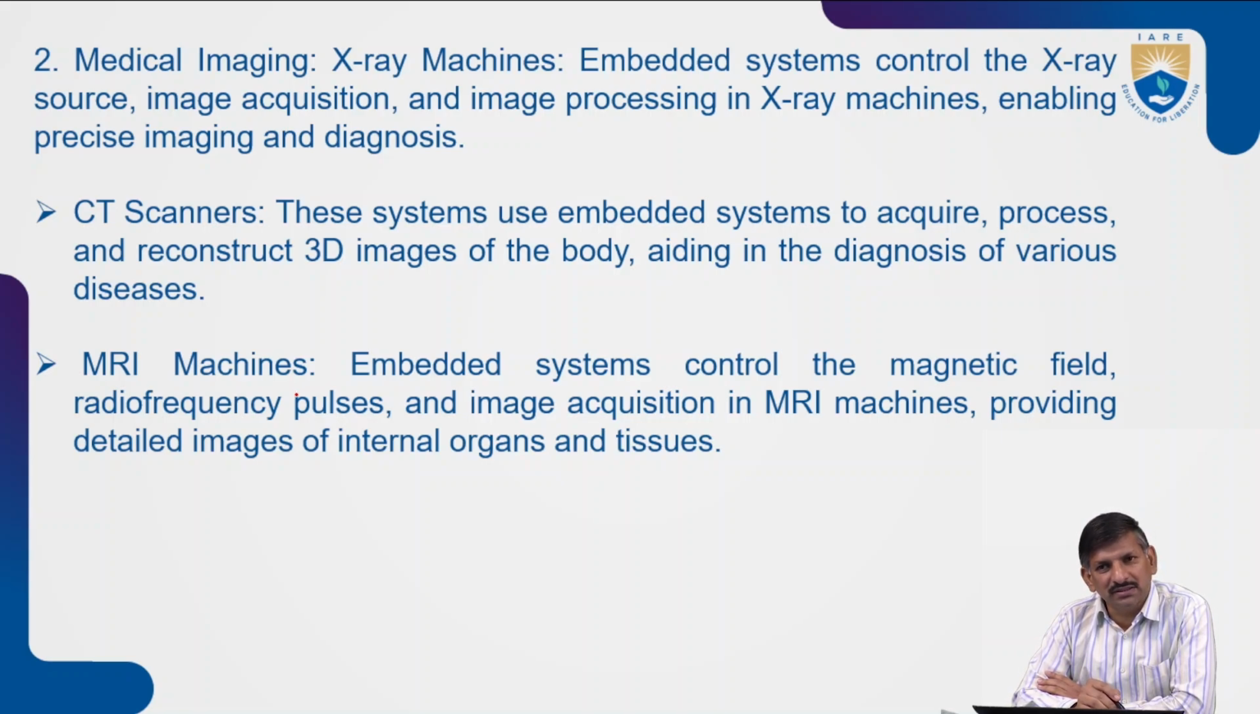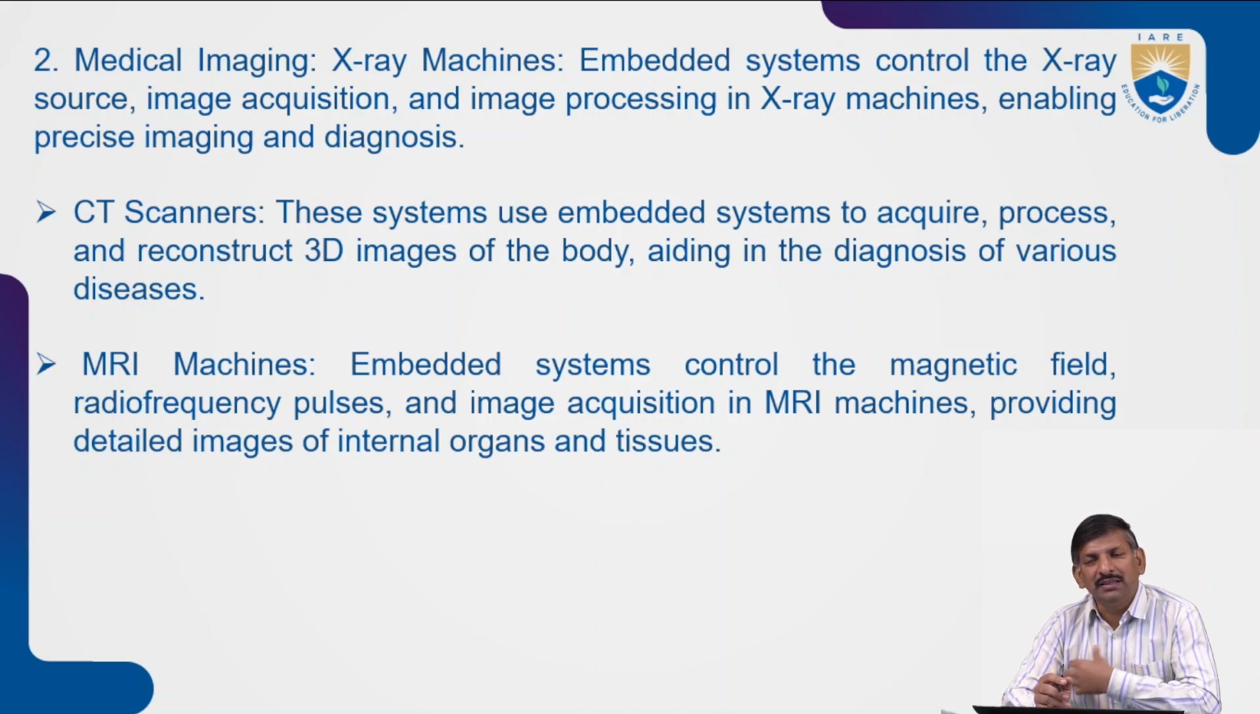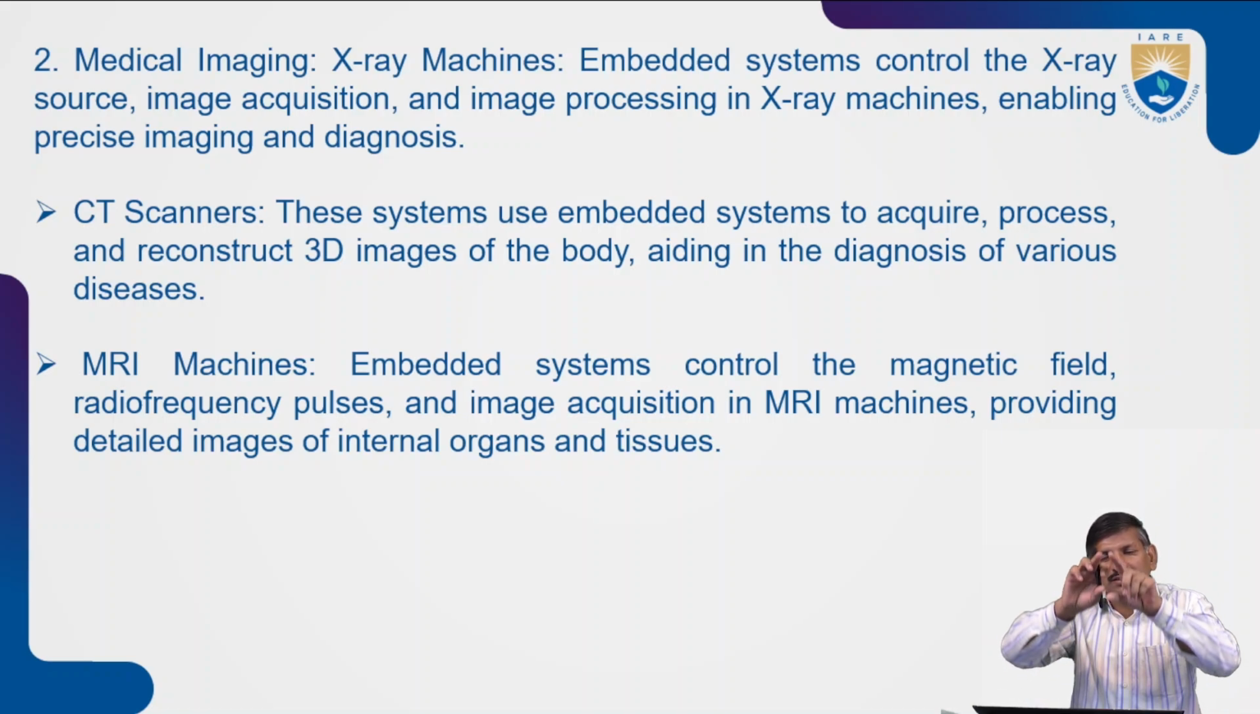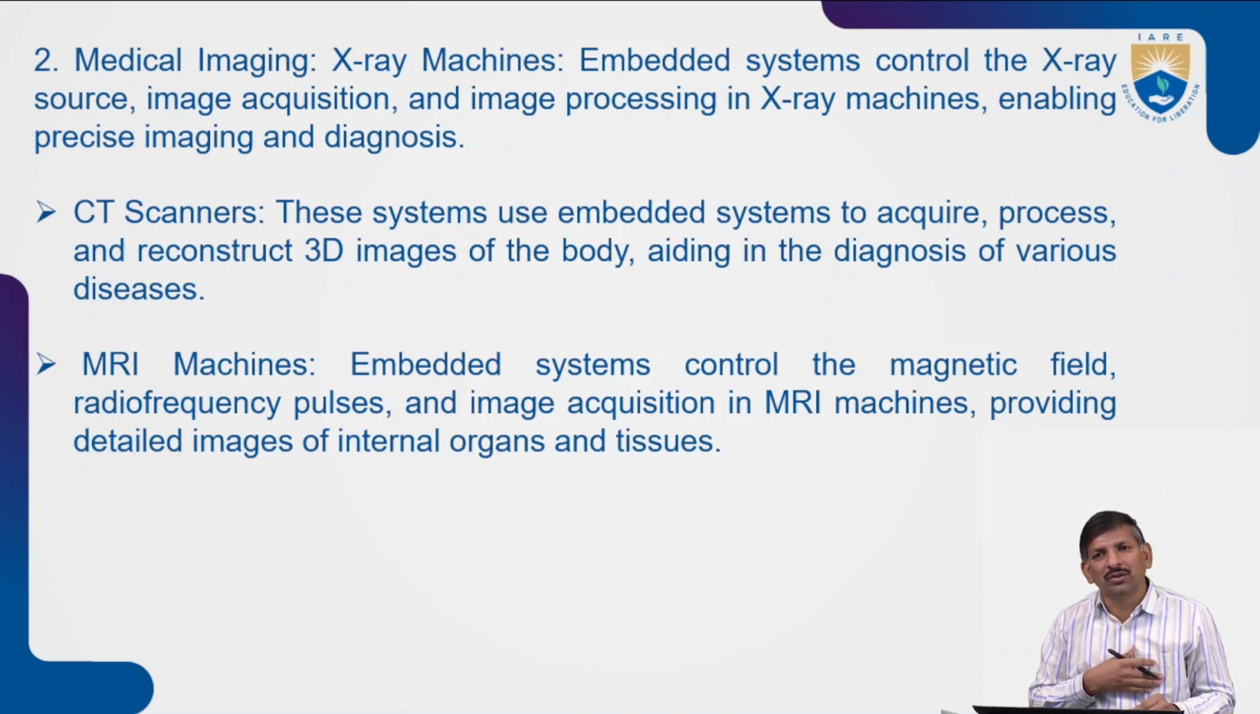Next, MRI machines. Embedded systems control the magnetic field, radio frequency pulses, and image acquisition in MRI machines, providing detailed images of the internal organs and tissues. So the scanners scan each and every internal part and give the details on the screen in a clear picture structure, like ECG, electrocardiogram, or 2D echo pulse, Doppler scanning.